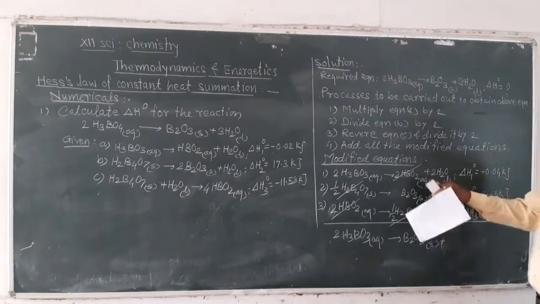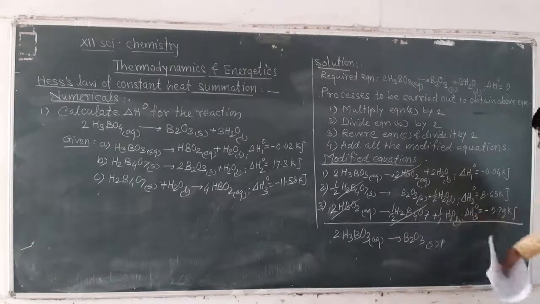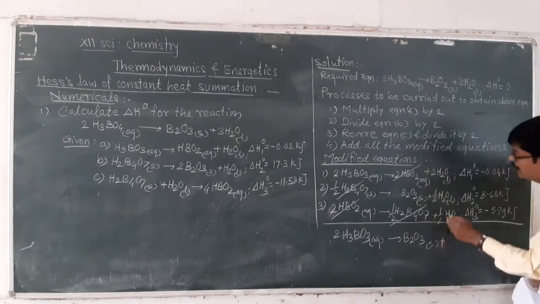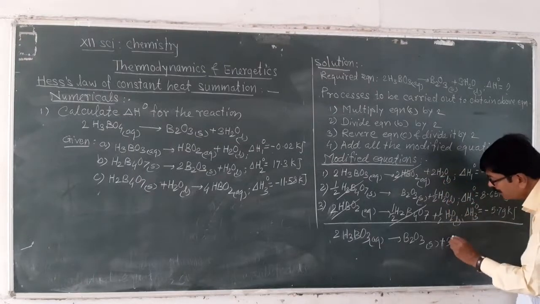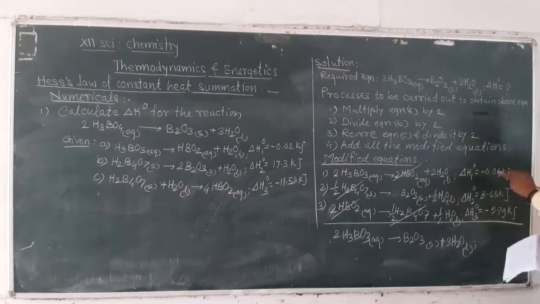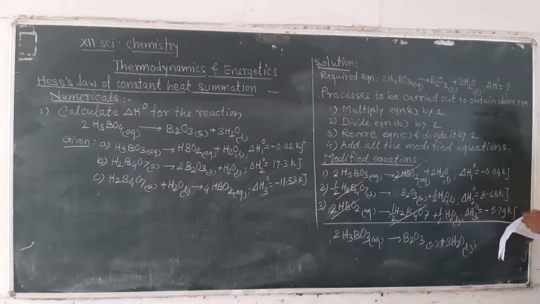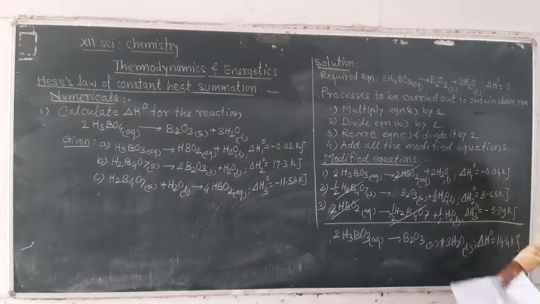Now here 3 H2O are there. That means 2 plus 1/2 plus 1/2 gives 3 H2O liquid. We get the required equation, and on algebraic sum we get delta H naught of this reaction as plus 14.4 kilojoule. This is the answer.